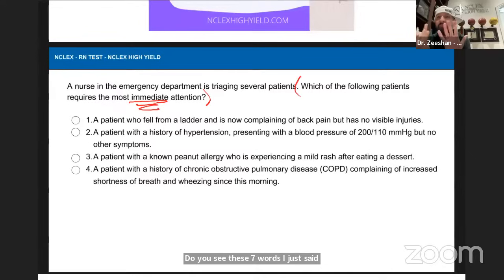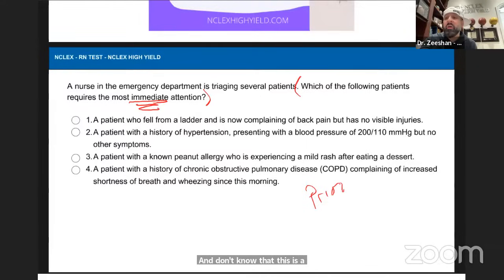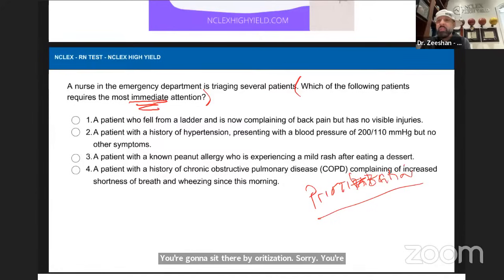Watch it on YouTube. Listen to it on the podcast. Come to the Zooms. It's always there. You have to pick out that word. If you can't pick out that word quickly and don't know that this is a prioritization question, one that we're freaking out about, you're going to sit there the whole time and be like, okay, cool. All right, immediate. Okay, something. Let me see what I'm going to do here.